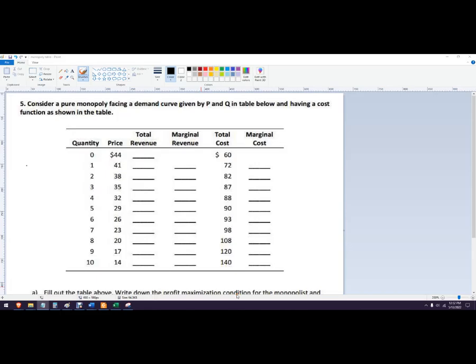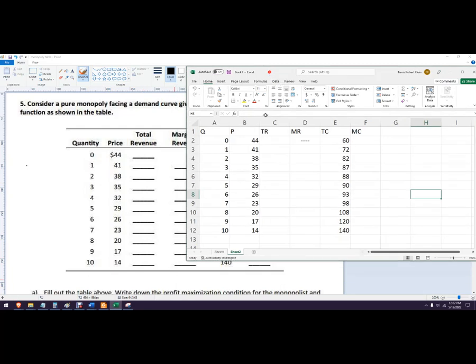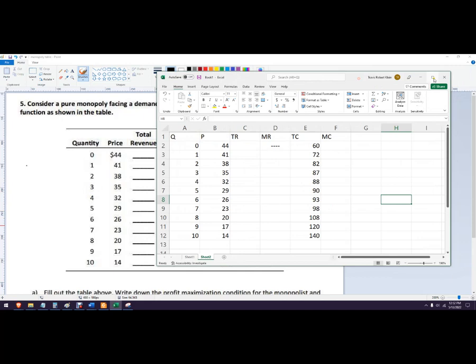In this video, we're going to calculate Monopoly's profit maximizing quantity given the total revenue function off of price and quantity, and then total cost function off of quantity and total cost. So I could sit here and fill it all in, but today I'm going to use Excel. So what I did is I copied all of these numbers into here so that I can find what I'm looking for.